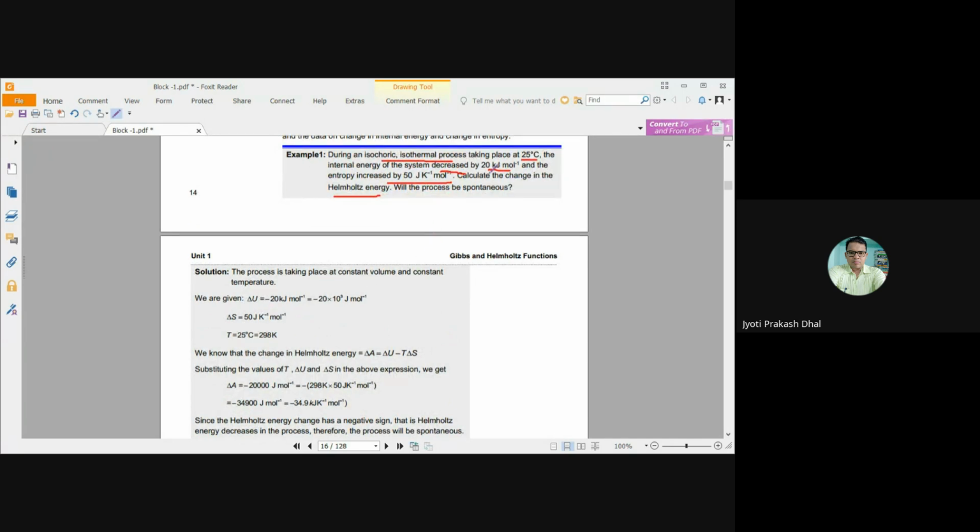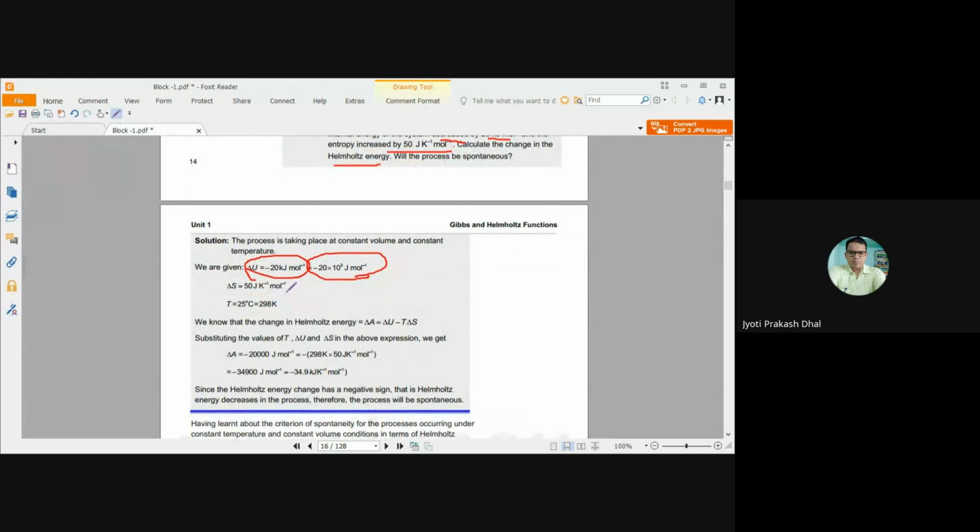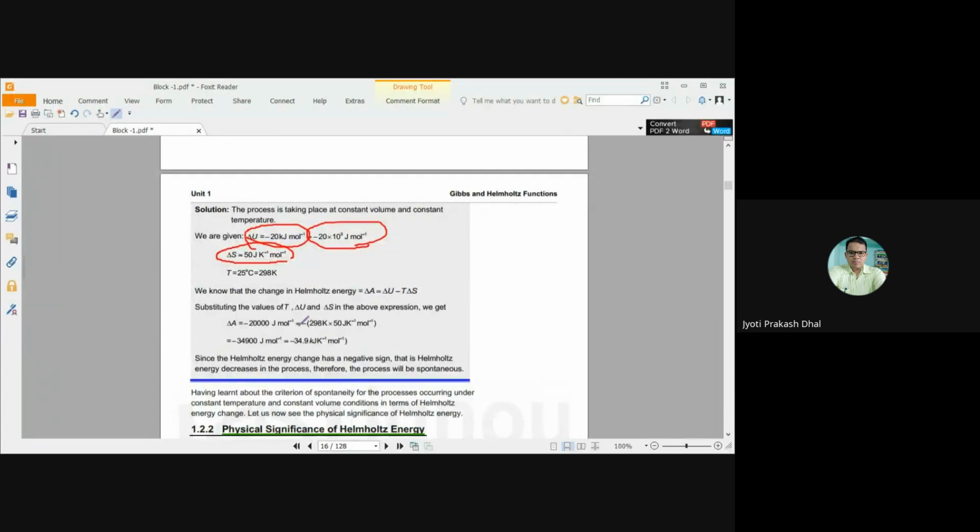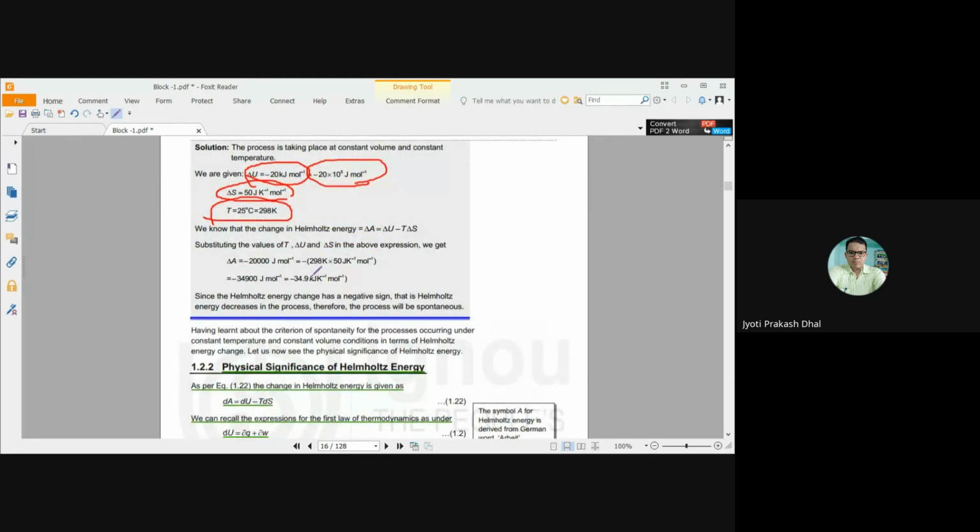Which values are given? The first one is the internal energy change of the system, decreased by 20 kilojoule per mole. That means del U equals minus 20 kilojoule per mole, which is minus 20 into 10 to the power 3 joule per mole. Similarly, del S, entropy increased by 50 joule per Kelvin per mole. That means del S equals 50 joule per Kelvin per mole. The entropy increased and internal energy decreased, so a negative sign is there for del U. And the temperature is 25 degrees Celsius, that is 298 Kelvin. Always use absolute temperature in any type of numerical question.